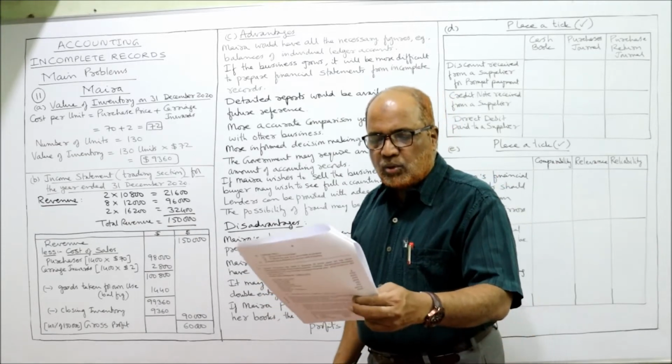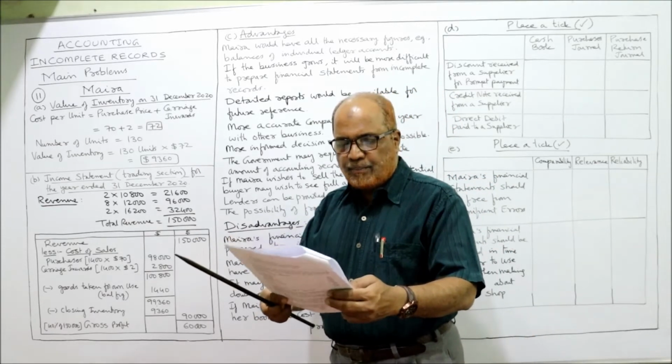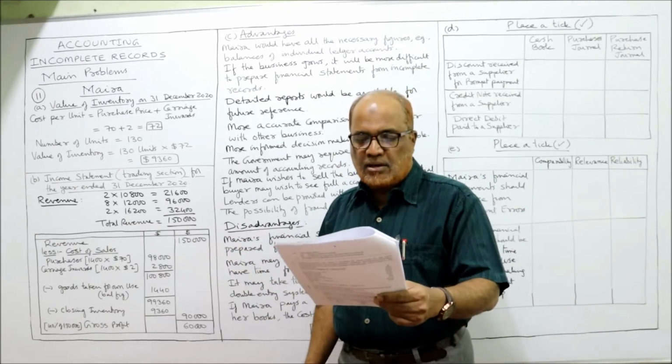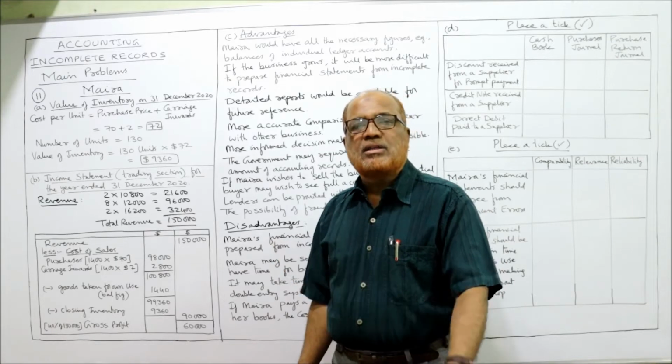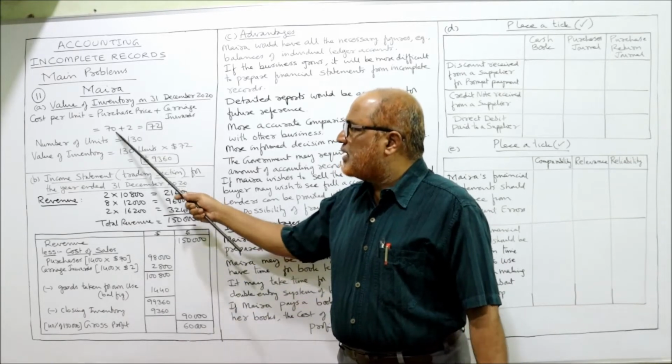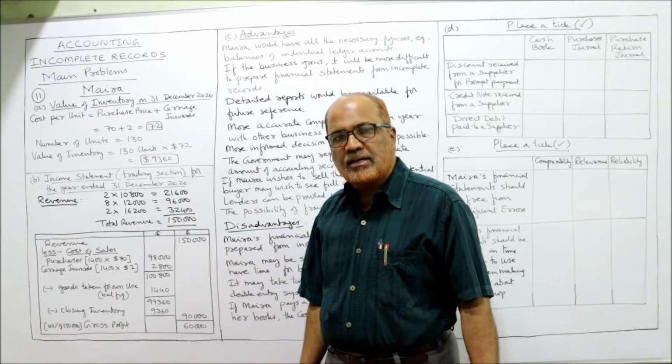Now it is asking you to calculate the profit. During the year, Myra purchased 1,400 units. Carriage was paid on these units. The carriage is $2. The cost price will be 70 plus 2, $72, right?